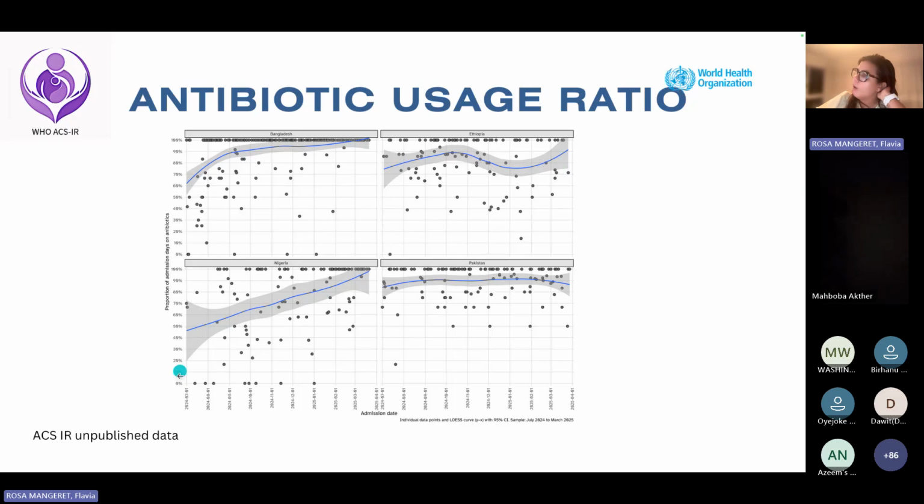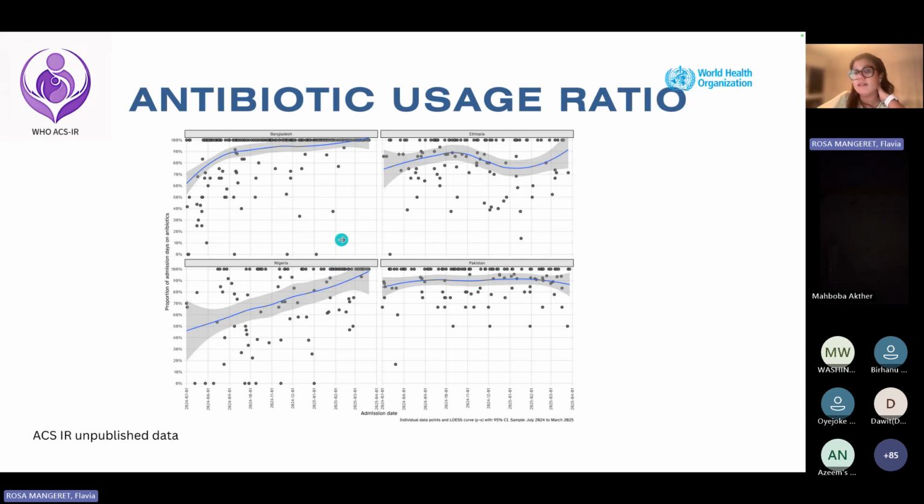This is the percent of admission days of antibiotics, and we see that many of our babies, 100%, that's these lines on the top, receive antibiotics. So it means if they stay 10 days, they will have 10 days of antibiotics. Some of them will have less, as you see here. Some babies didn't receive any.